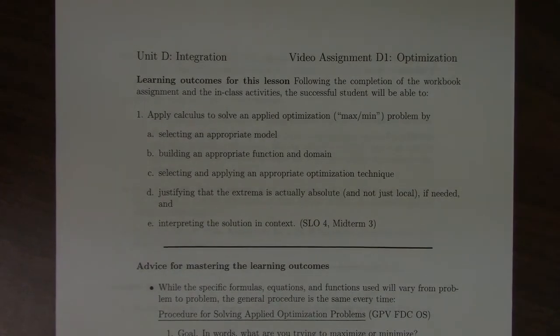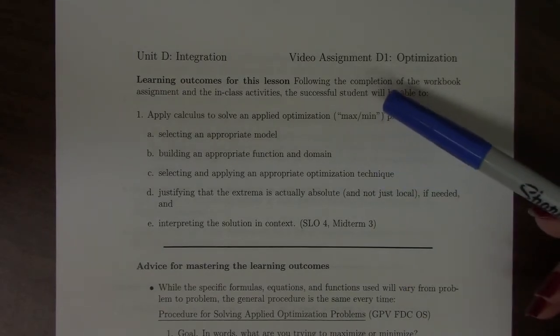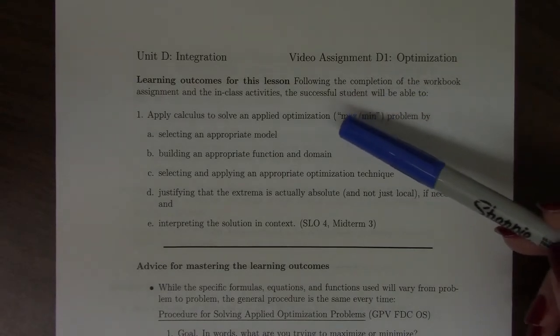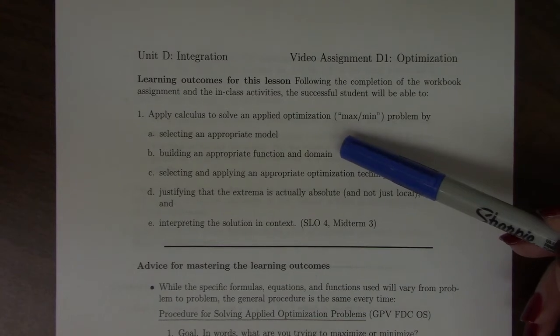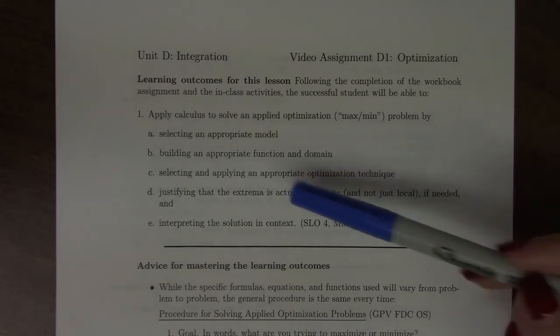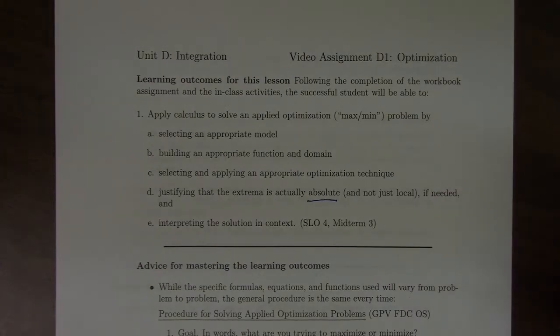So tonight's assignment is going to be on optimization. We did an activity in class that sort of introduced this section. And so what we want to do is apply calculus to solve optimization problems, and we need to make sure that we know how to select the appropriate model. We can build the appropriate function and domain, select and apply the appropriate optimization technique, and then verify that the extrema is actually absolute and not just local, and interpret the solution in context.